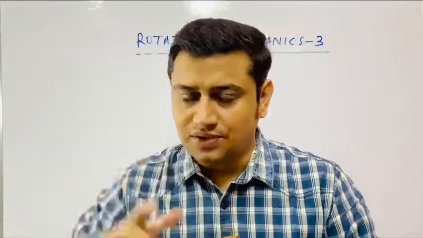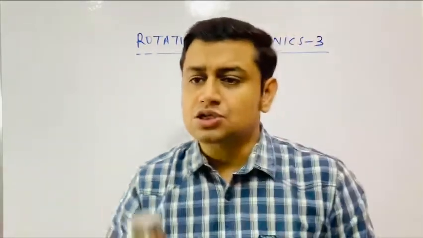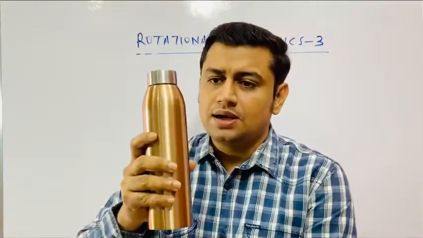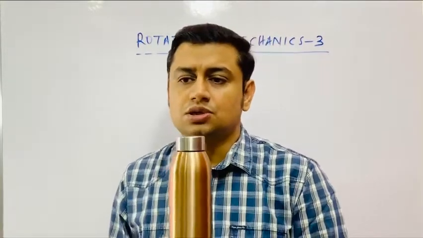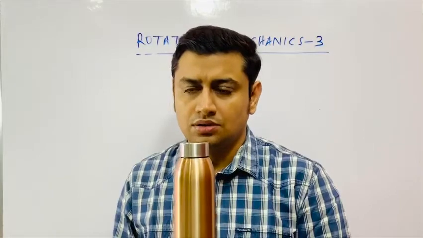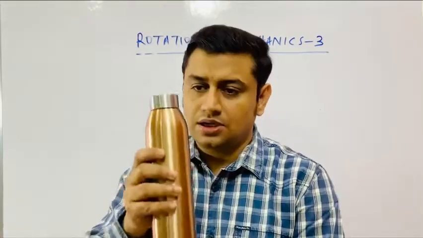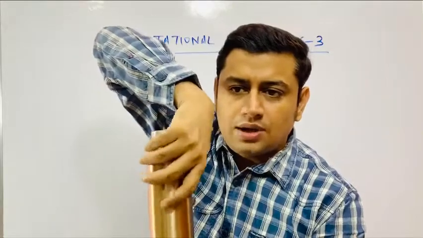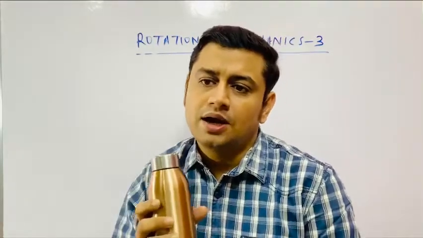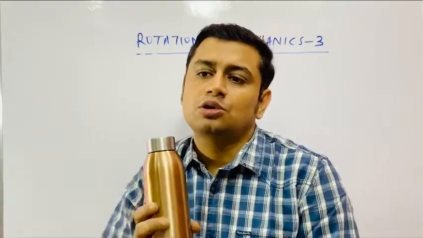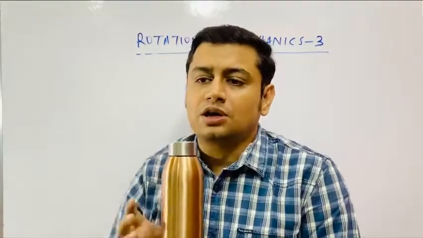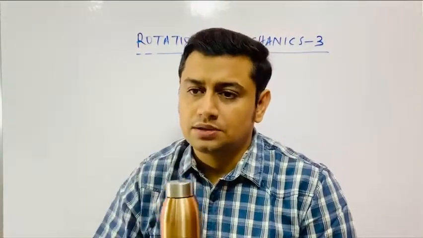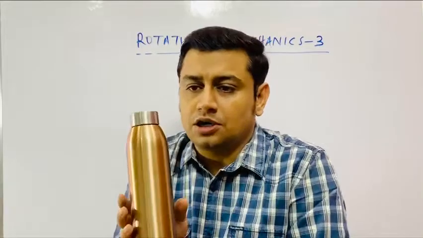Now question is different. This is a solid cylinder placed on a rough ground. I want to twist it so that it rotates. What is the minimum torque required to rotate it? How to get the minimum torque required to rotate it?